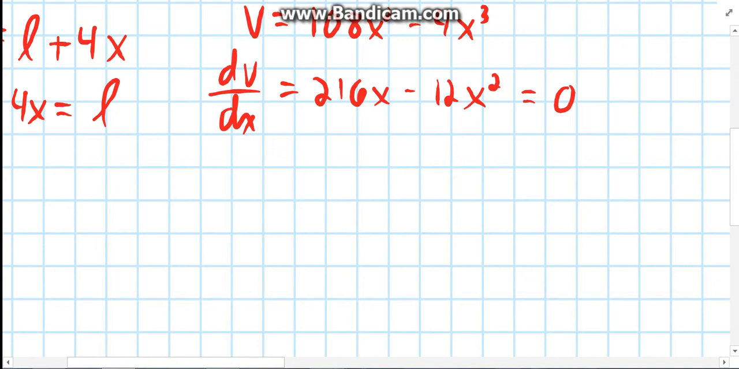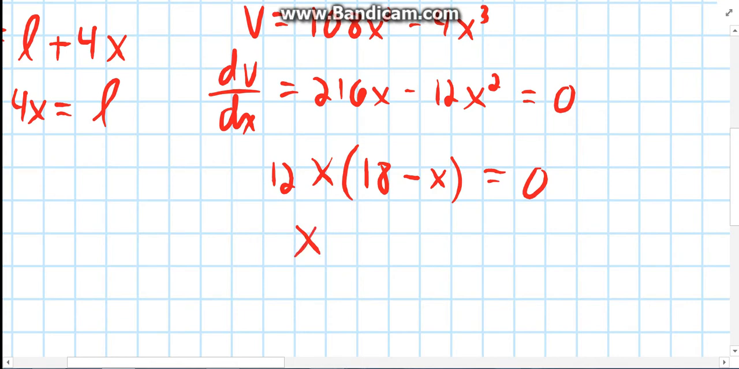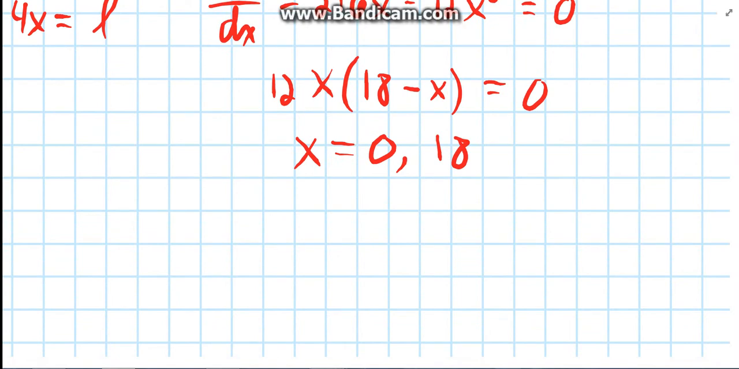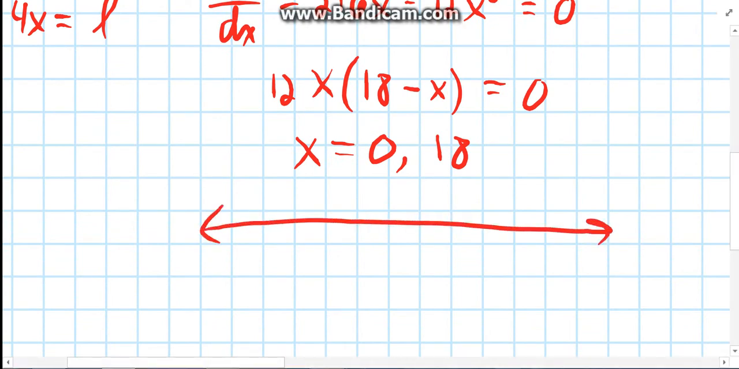So when x comes out of here, we can take a 12 out. Because 6 times 36, so it's 18. And this is minus, took out a 12 and an x, so x equals 0. So our critical numbers are 0 and 18. Then we're going to put a number line here. 0 is the smallest x could be anyway, and 18 is our other critical number, and we're going to test this out.